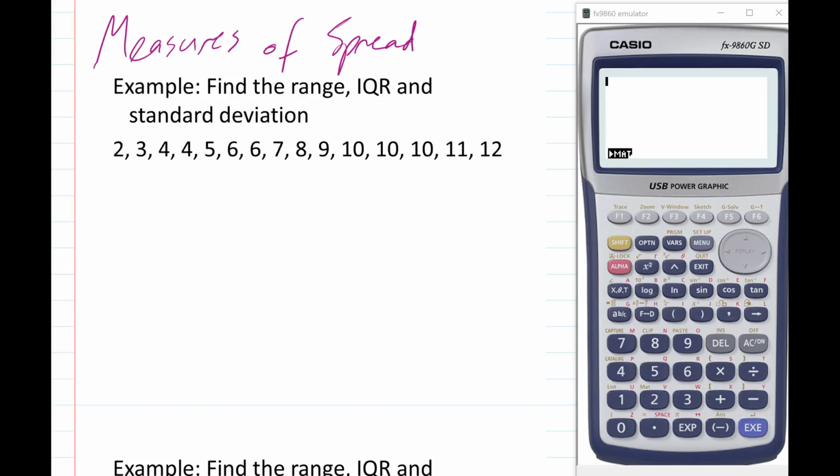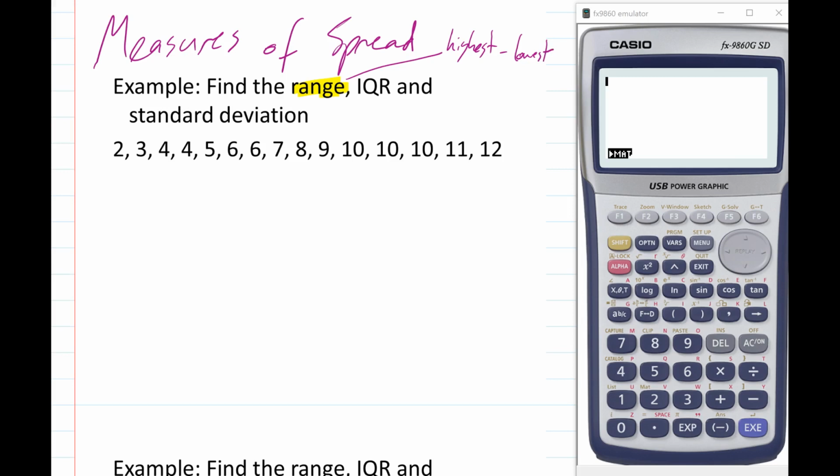Okay, we're going to have a look at measures of spread. The first measure of spread is range. Range gives us an idea of how spread out the whole data is because it is the highest number, take away the lowest number. So let's have a look at this set of data.